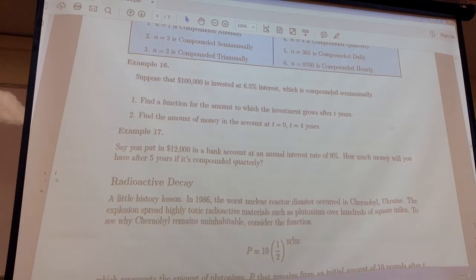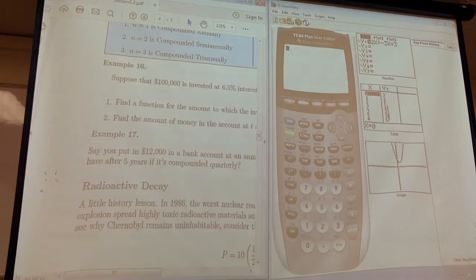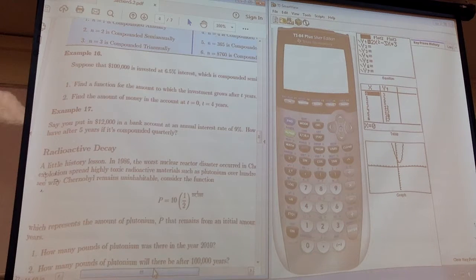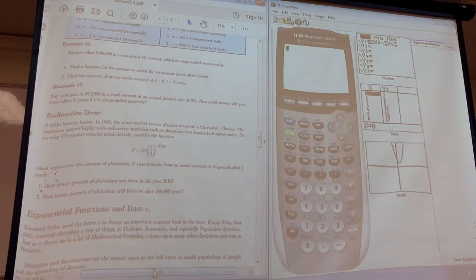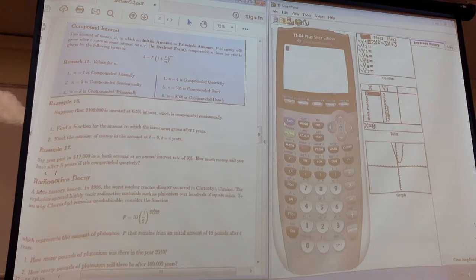Now, on this screen, I have the TI-84 graphing calculator. Every calculator works differently, but definitely be familiar with your calculator. So, when we go over to our graphing calculator, we use the formula. P, in this case, is 12,000. So 12,000, open the parentheses, times 1 plus R divided by N. Now, R is your rate, your 9%. But remember, it's a decimal.